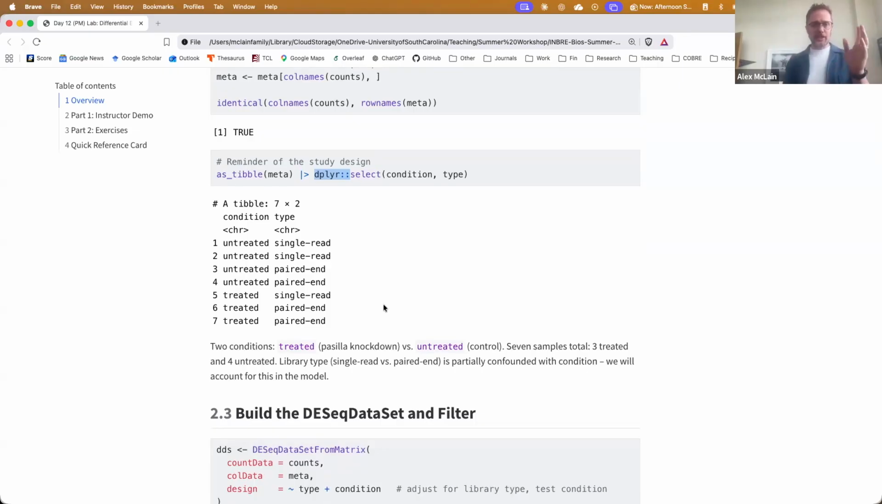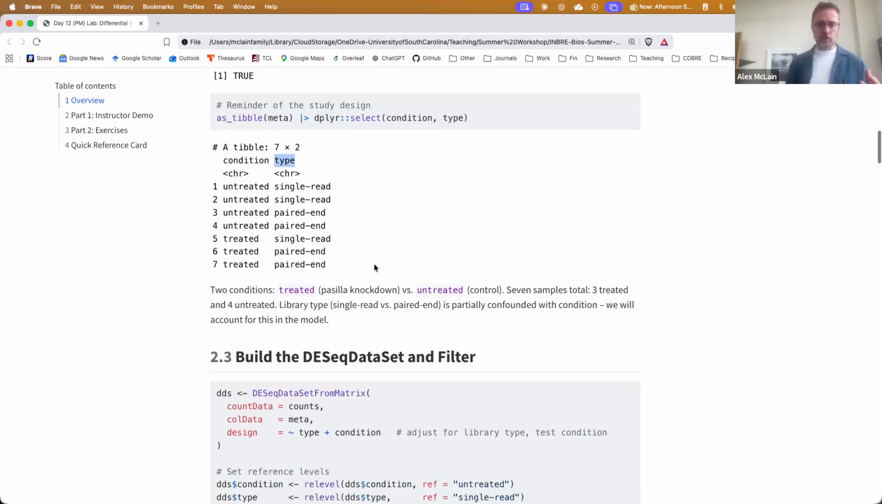Let's move on here. We had the Priscilla data. Here's the metadata, study design data. We have condition, treated, untreated, 4 in the untreated, 3 in the treated. And then we had type, single read or paired end. Recall from the lab we did yesterday, the principal components analysis, we could see both of these things having a notable impact on our results.